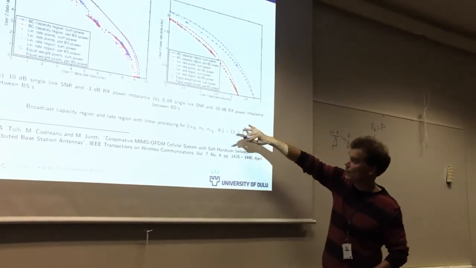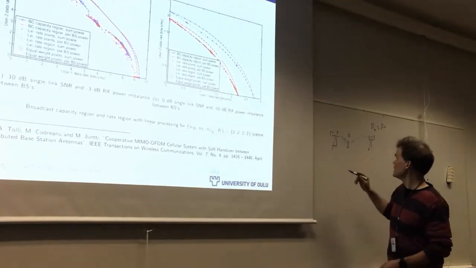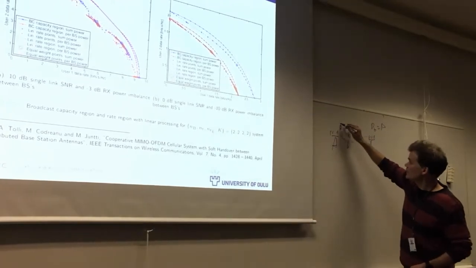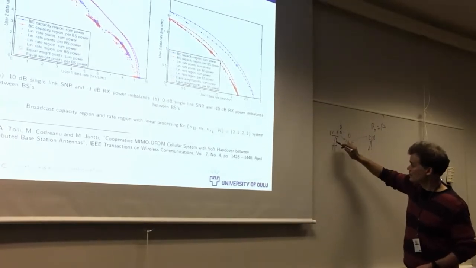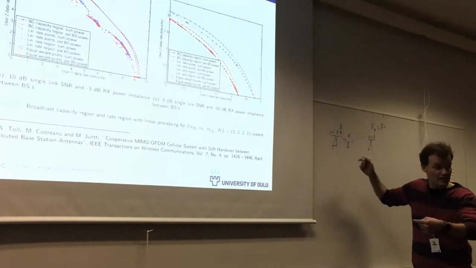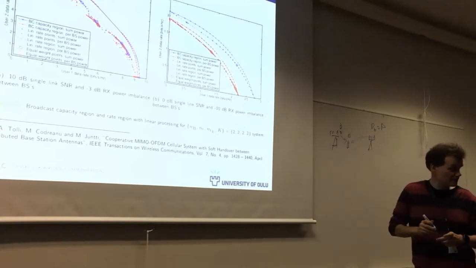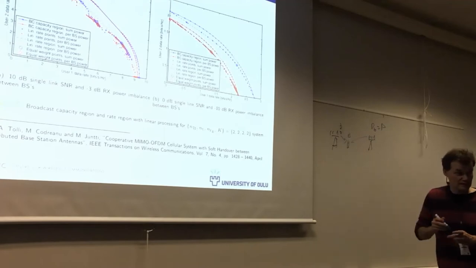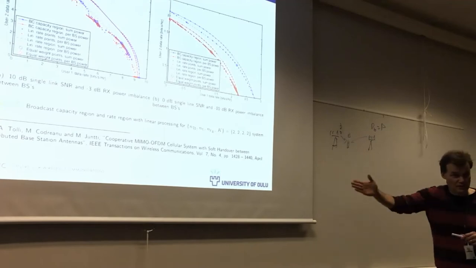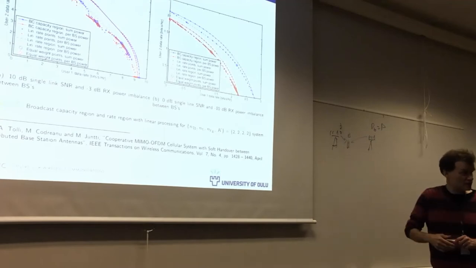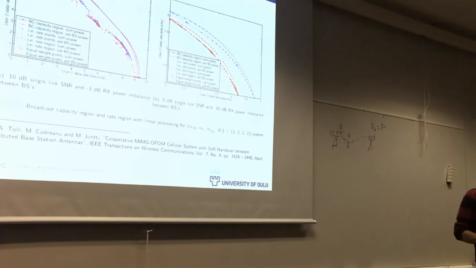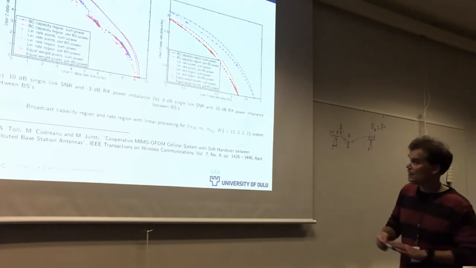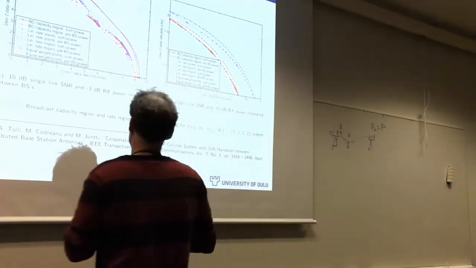If the received power imbalance is minus 10 dB, it means that the received power of base station 1 is 10 times higher than that of base station 2. Okay, so it's closer to 1. The higher the imbalance, the closer these users are to one of these base stations. Doesn't really matter, just for illustration purposes.